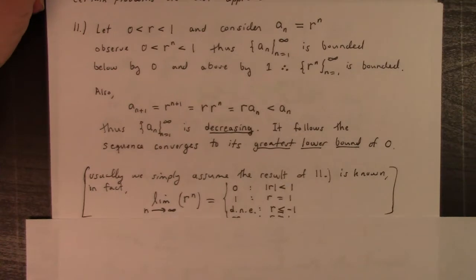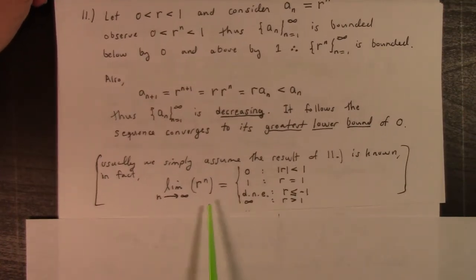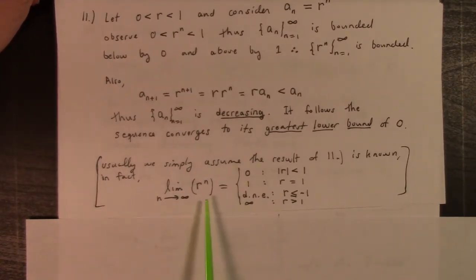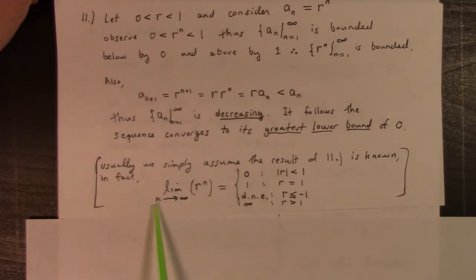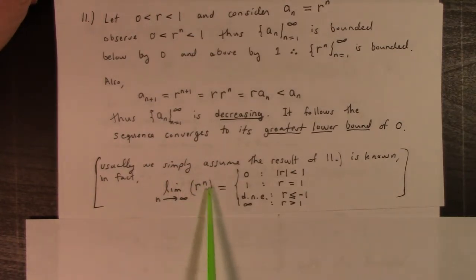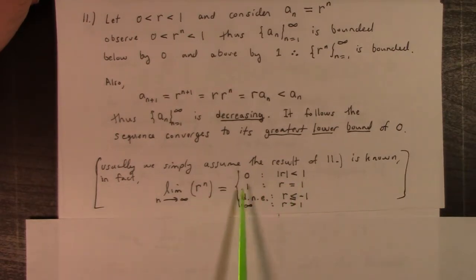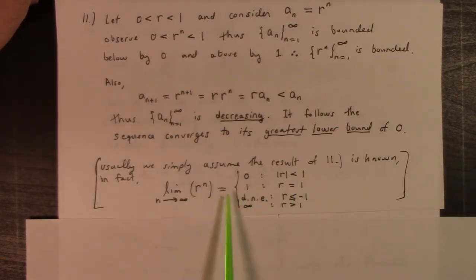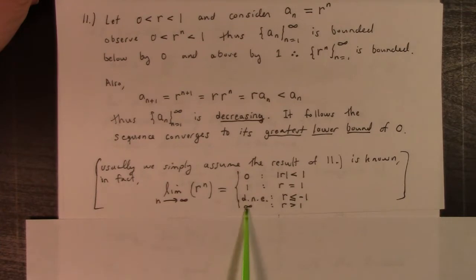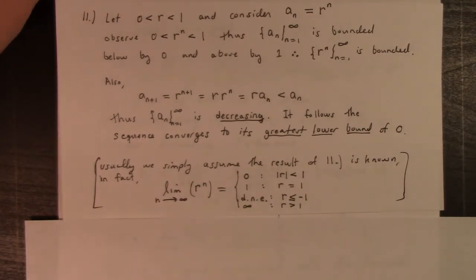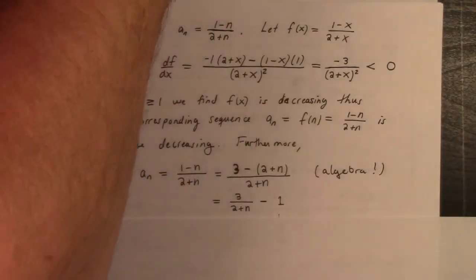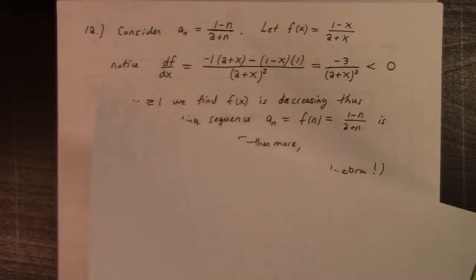Anyway, and more generally, just a fun fact for you as we go on in here. If we're faced with a limit of a constant r to the n power, it's either 0 if the absolute value of r is less than 1. It's 1 if r is equal to 1. It does not exist if r is less than minus 1. And it's infinity if r is greater than 1. Let's see here.